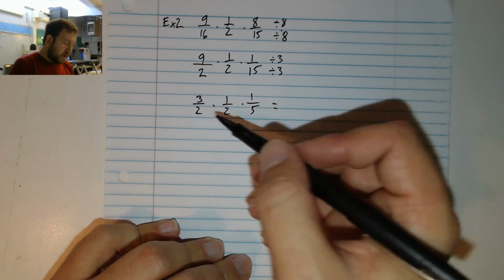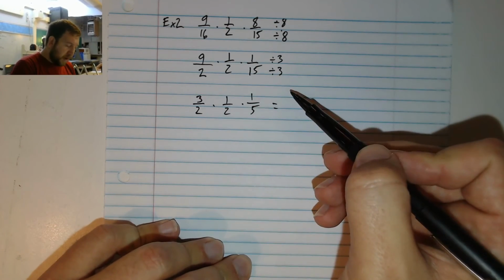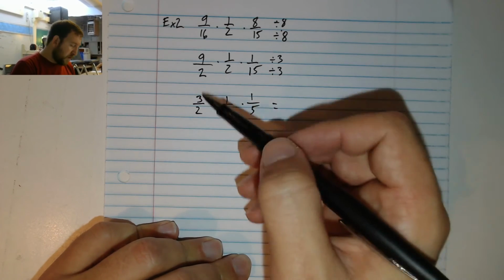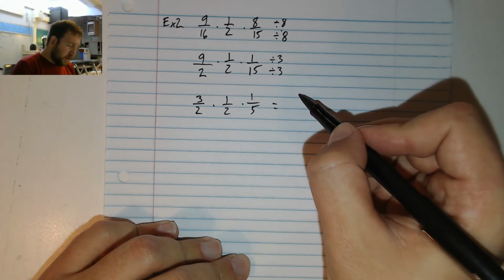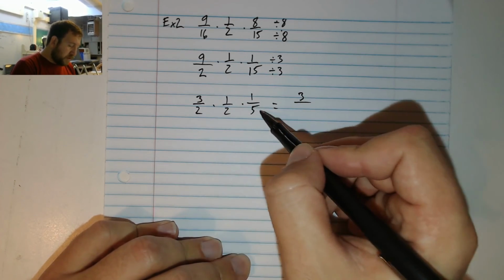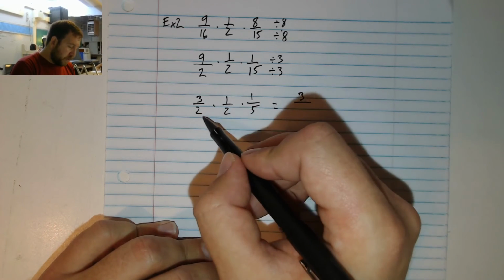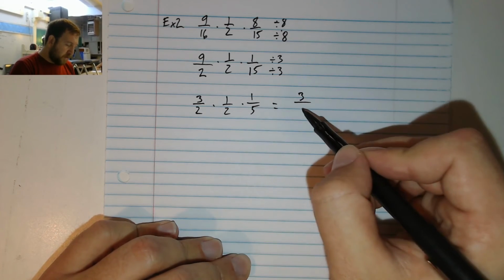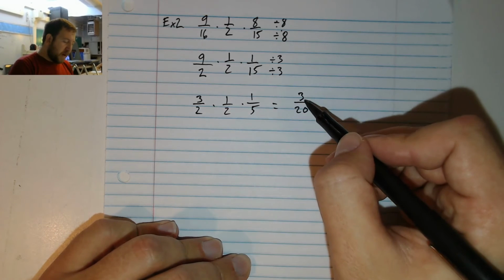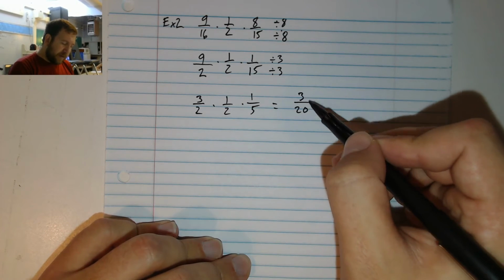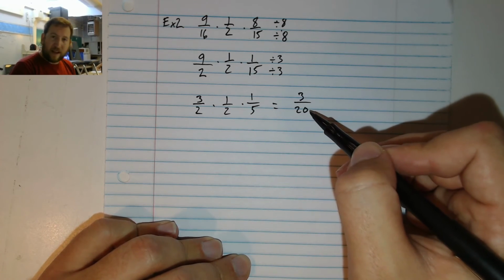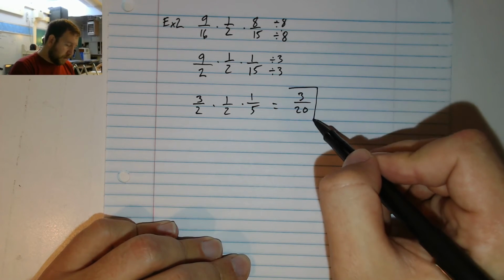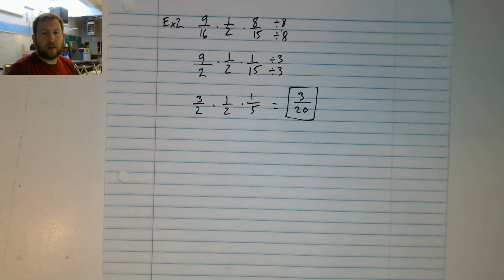So now I can multiply through, and I just have to multiply my numerators, and then multiply my denominators. 3 times 1 times 1 is still 3. 2 times 2 times 5, well, that's 2 times 2 is 4. 4 times 5 is 20. All right, can I simplify this down at all? Well, they're not both even, and I can't fit 3 into both. So I am good to go.